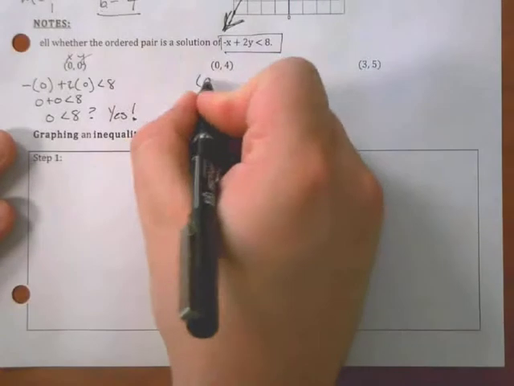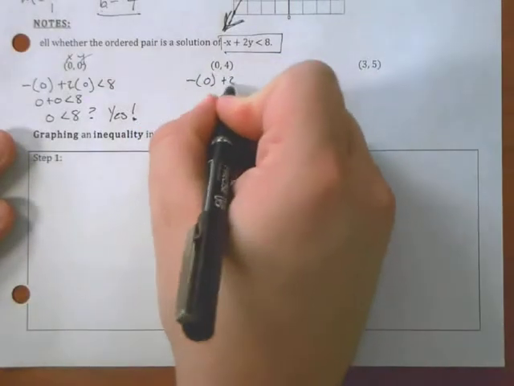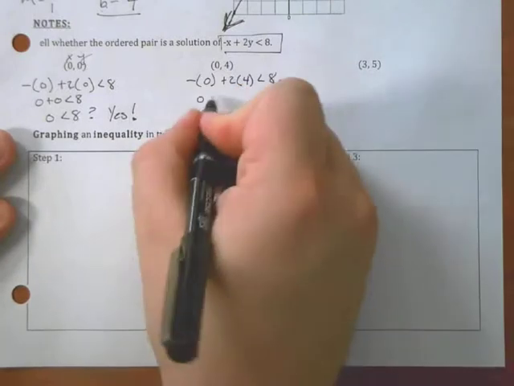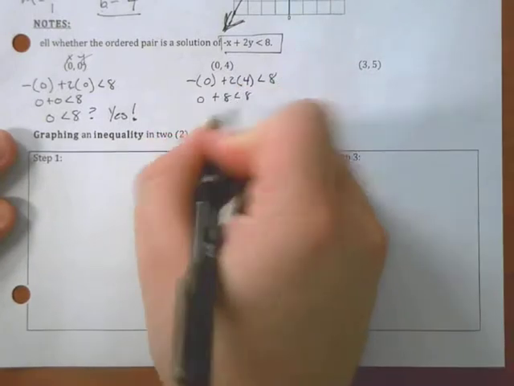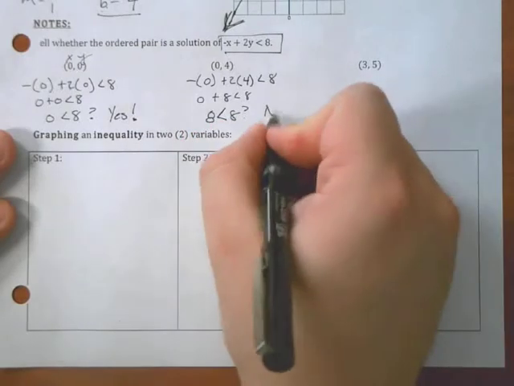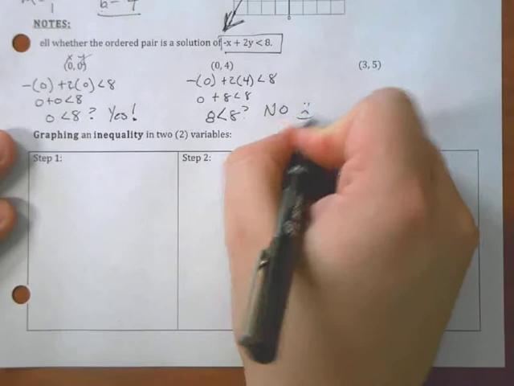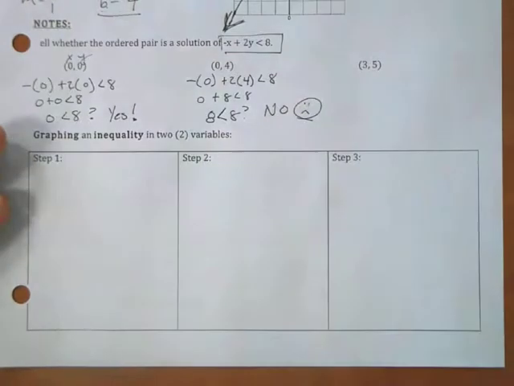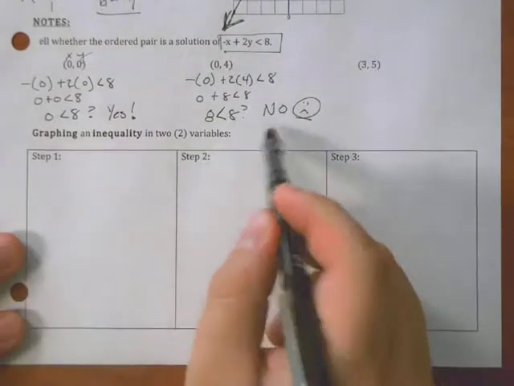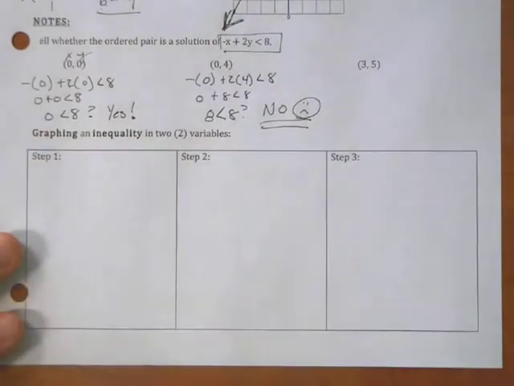Try one more time. Minus 0 plus 2 times 4 is less than 8. 0 plus 8. Is 8 less than 8? No. No, it's not a solution.